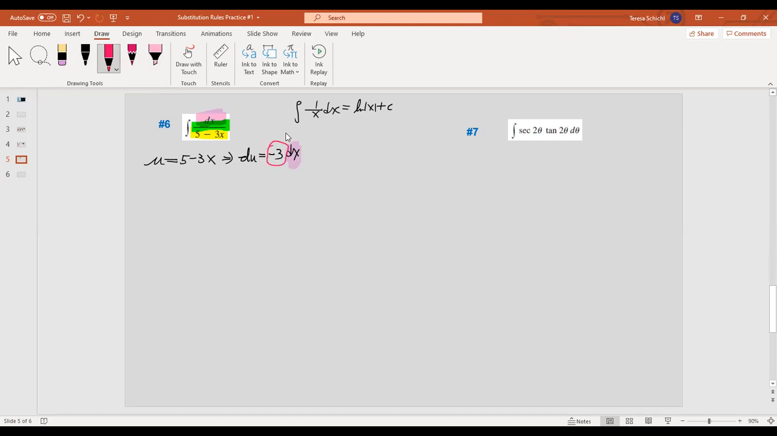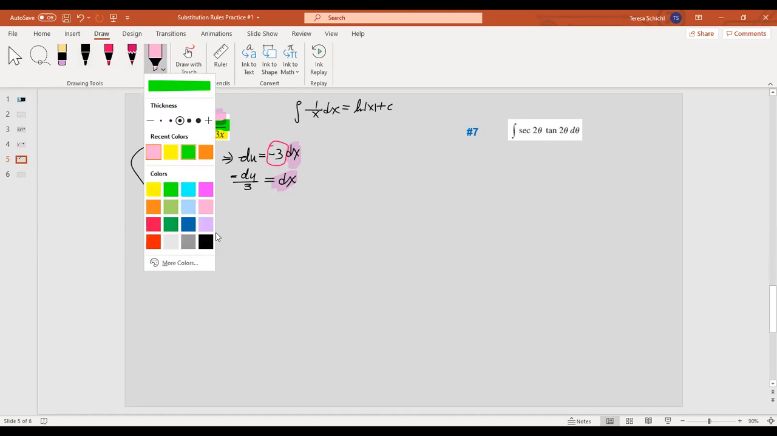Now you have this extra constant. We know the constant doesn't matter, because we can divide both sides by negative 3. So the left-hand side will be negative du over 3, which is equal to dx here. That's good because that matches. Okay, so now let's rewrite this. When you rewrite this, it's 1 over, right? So what is here? This is your function, right?